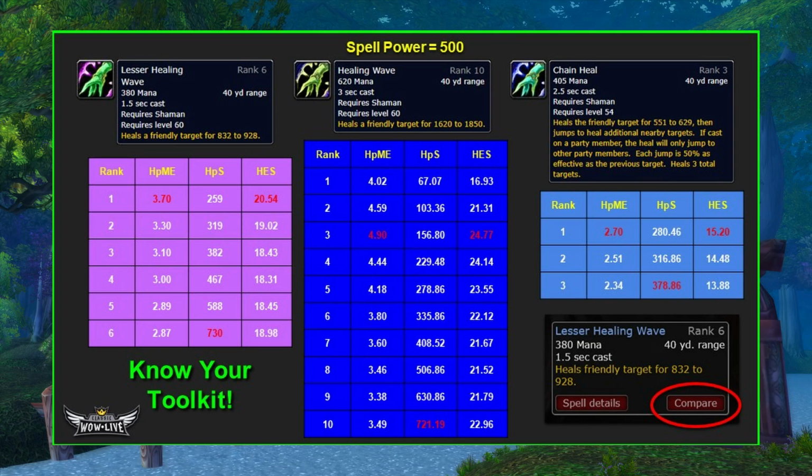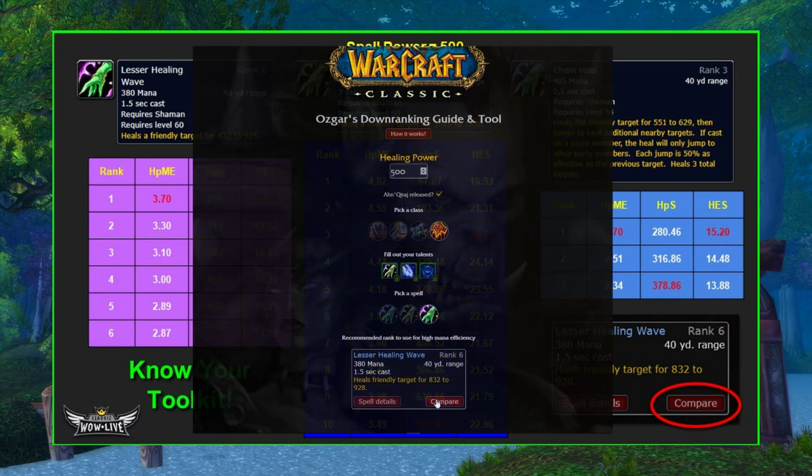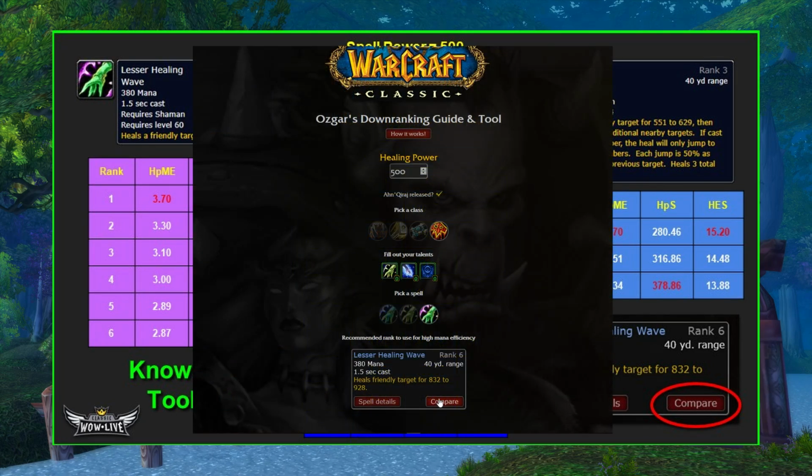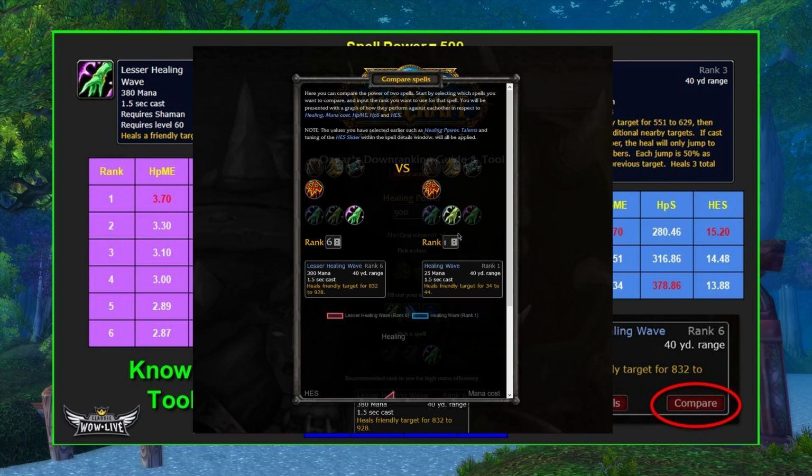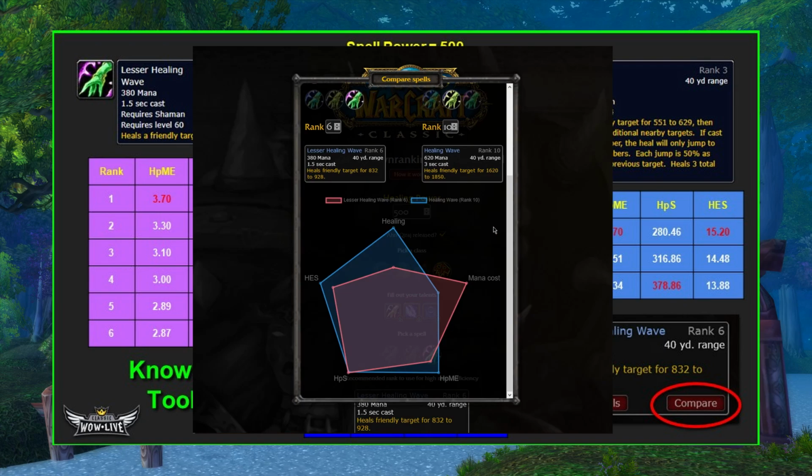Just as I showed you before in a previous slide, if you click spell details, you can look at the graphs. However, there is a compare button that Osgar has also introduced that lets you compare between spells. So for example, if we want to see the comparison between Lesser Healing Wave rank 6 and Healing Wave rank 10, we can choose Lesser Healing Wave rank 6 on the left and then choose Healing Wave rank 10 on the right. And this takes into account any talents, spell power, or stats that you put in the previous step.